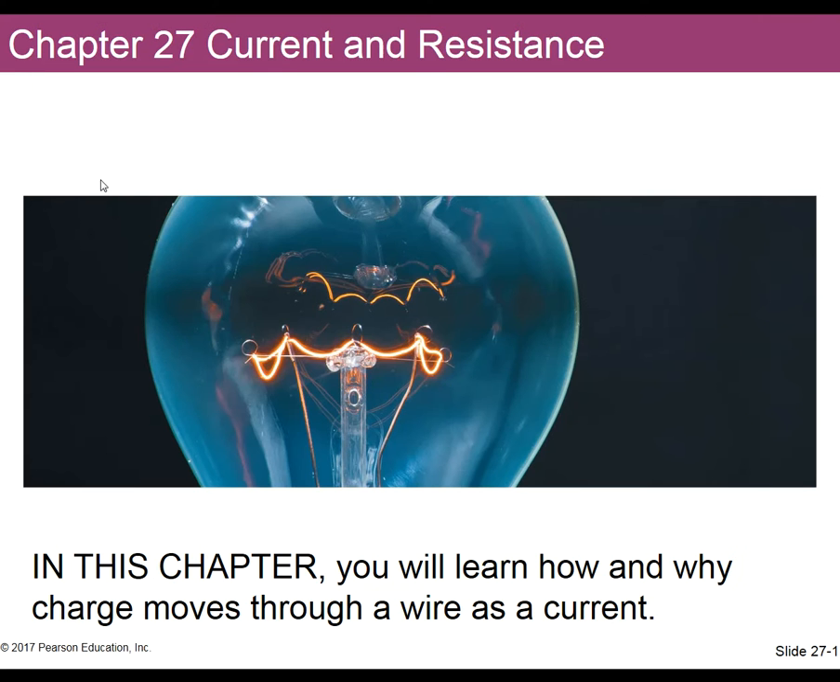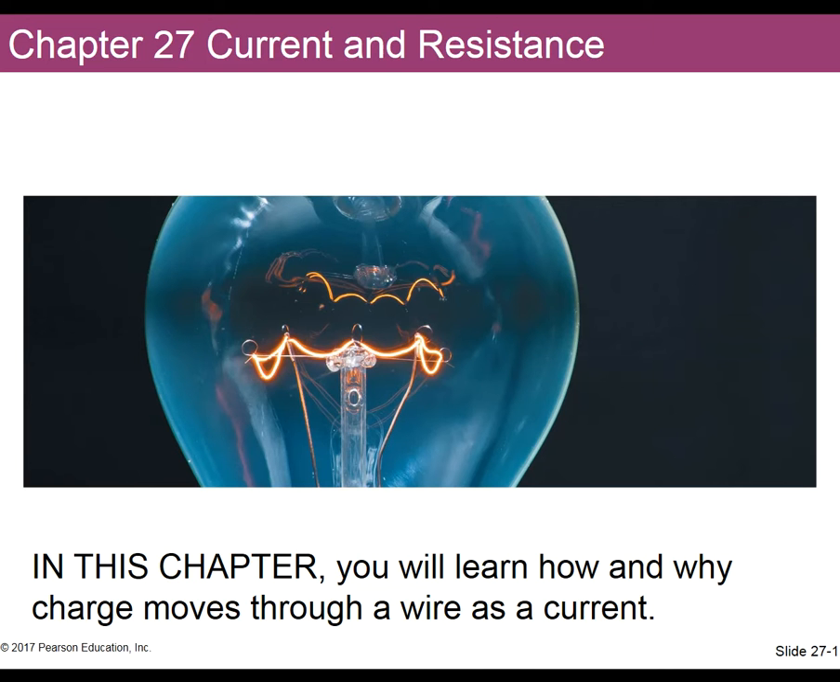So this moves us in a new direction here, where we're talking about current and resistance. In the lab, you've already had some experience with this, so we're going to move fairly quickly, but I'll fill you in on some of the theoretical details of how this actually works. We're going to learn how and why charge moves through a wire and what this meaning of current really is.